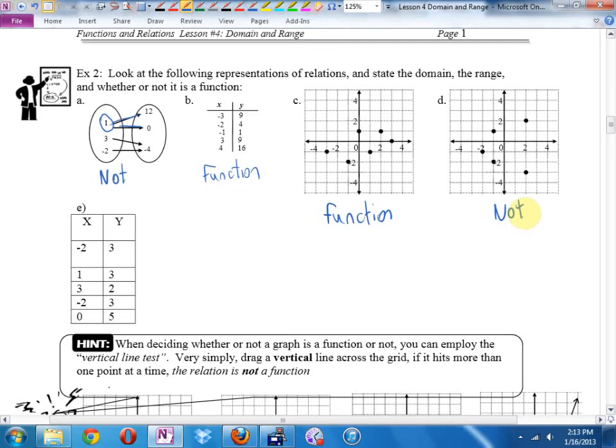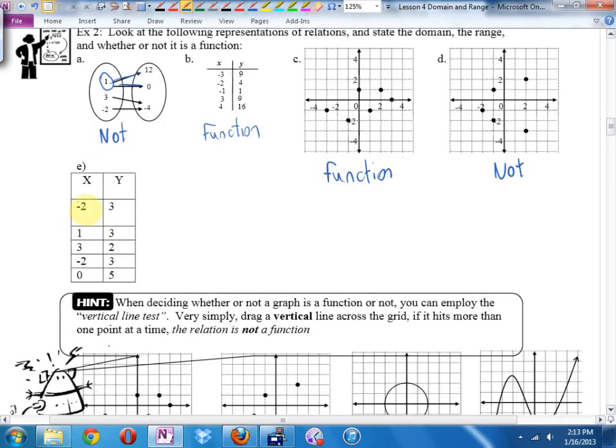Function, not a function. What about this table of values here? Now what I'm triggering on is I notice there's the same x appearing twice. That x value, does it go with two different y values or the same y value? Oh, sorry, I heard two different, I heard the same. Which one? It goes with 3 each time? This is still a function. Function.